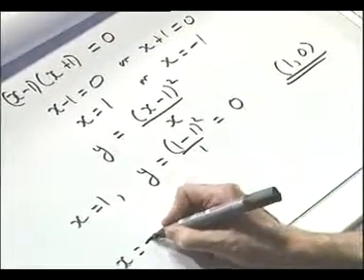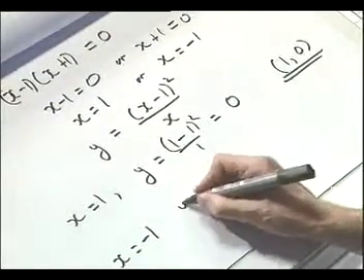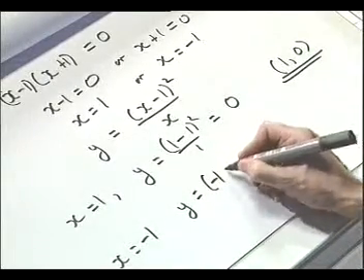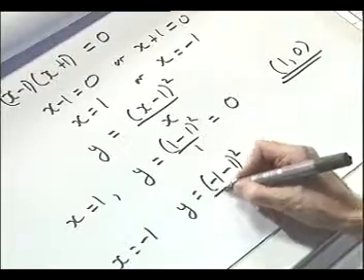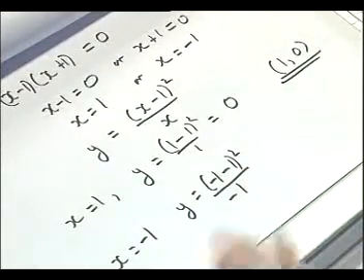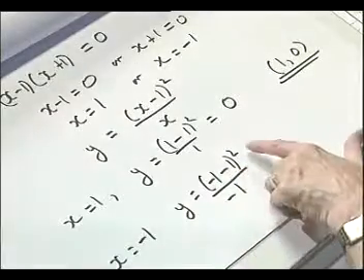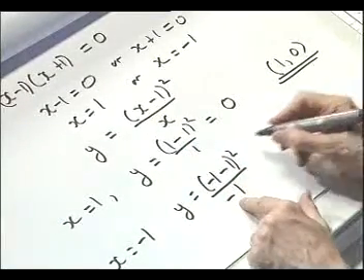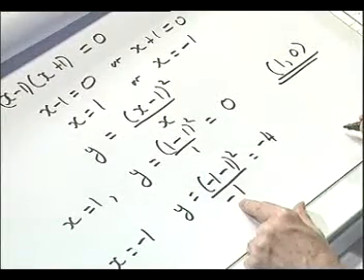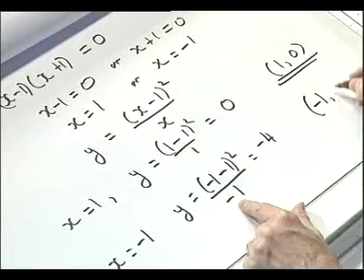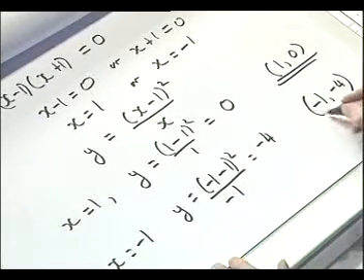Now let's do x equals minus 1. And y is equal to minus 1 minus 1 all squared all over minus 1. Minus 1 minus 1 is minus 2, and we square it, so that's 4, but we divide by minus 1, so that is minus 4. So our other point is (minus 1, minus 4). So we've got 2 points, which are stationary points, and we need to find out, are they turning points? And if they are turning points, are they maxima or minima?